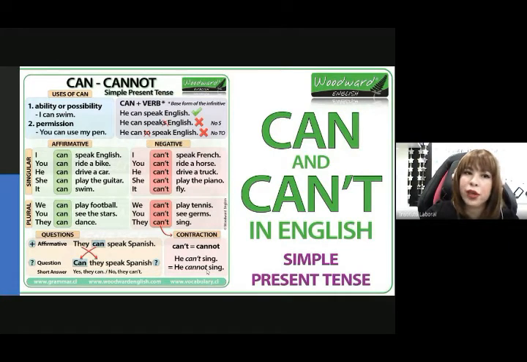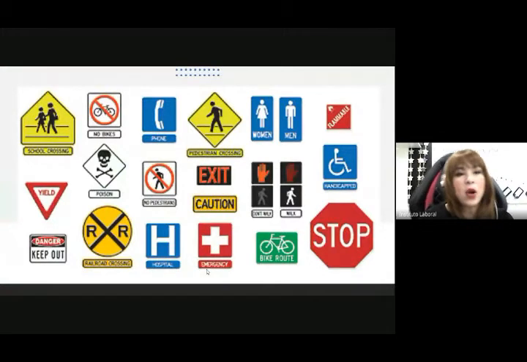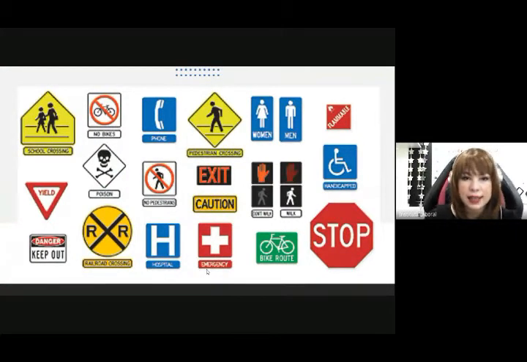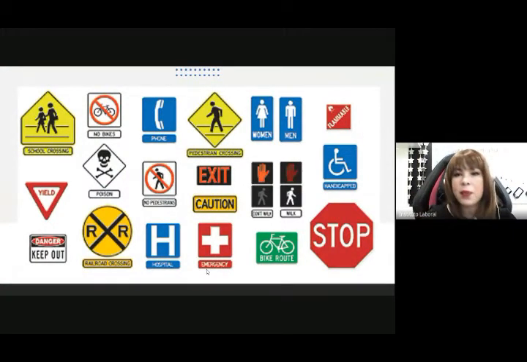So, to recap, can and cannot are verb modal auxiliaries in simple present that we use to express ability or possibility. Also, we use them to express permission or to ask for permission. Now, let's move into the signs. Okay, can you recognize some of these signs that are presented to you now?